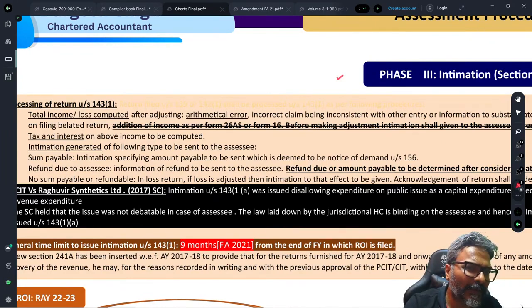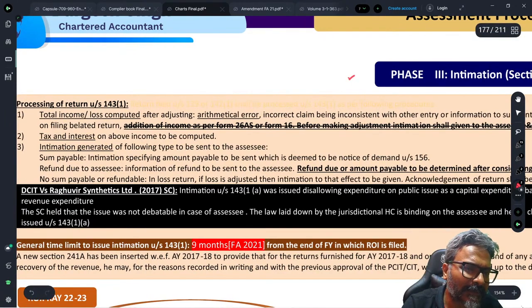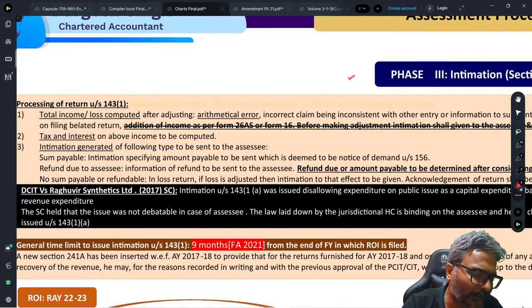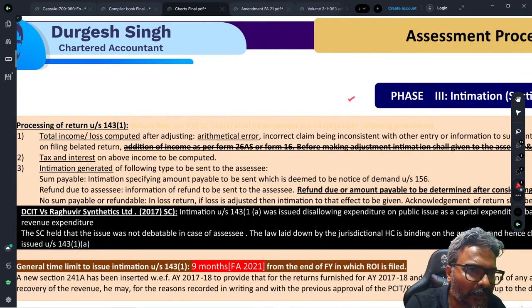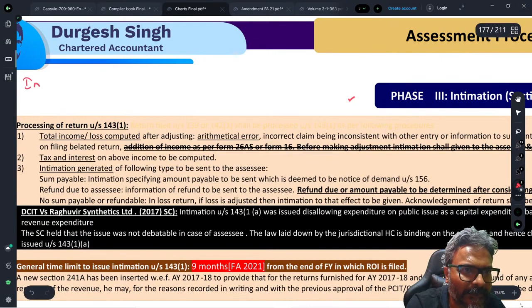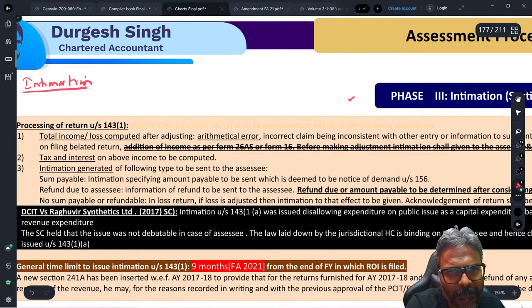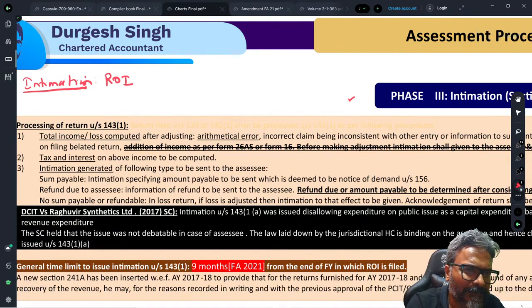As you all are aware, what happens with the intimation, students, is what has been sent after the ROI. Do you all agree to this one? Every one of them will get the intimation. Now, students, this intimation is always on the basis of the ROI. So on the basis of the ROI, you send the intimation.